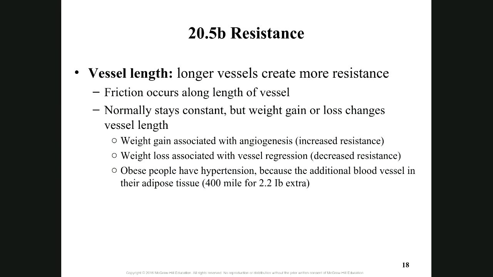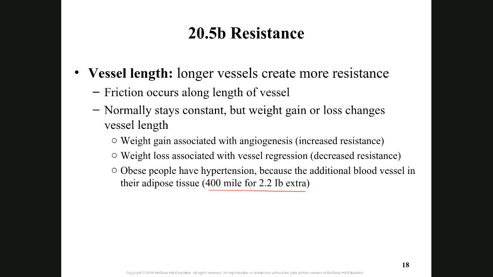But when we gain a large amount of weight, specifically fat, the body must produce miles of additional vessel length by angiogenesis for the blood to be transferred to the extra fat. Thus, the blood vessel resistance increases when we gain weight and decreases when we lose a lot of weight. And it's interesting to know that the total blood vessel length increases about 400 miles for each 2.2 pounds of weight gain.